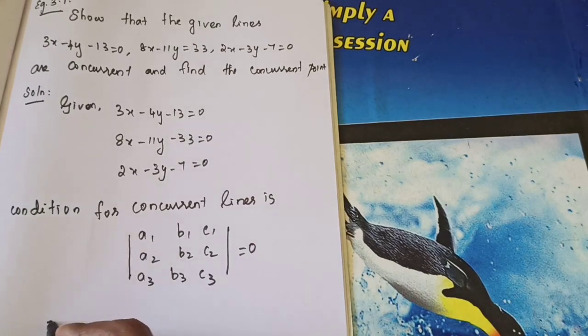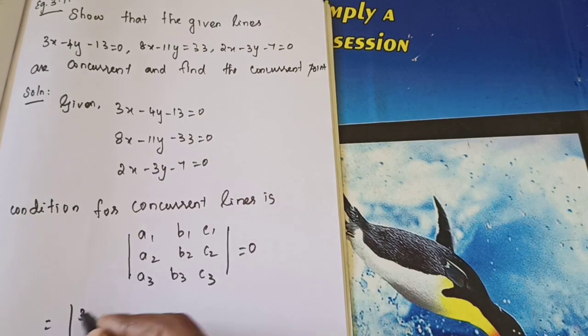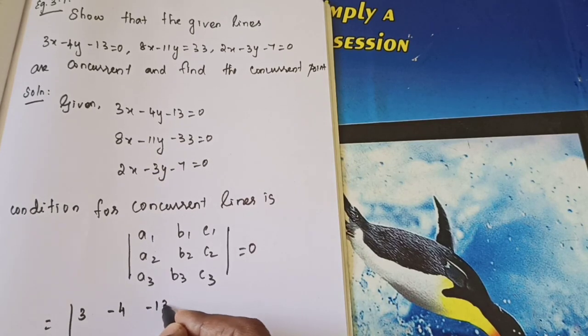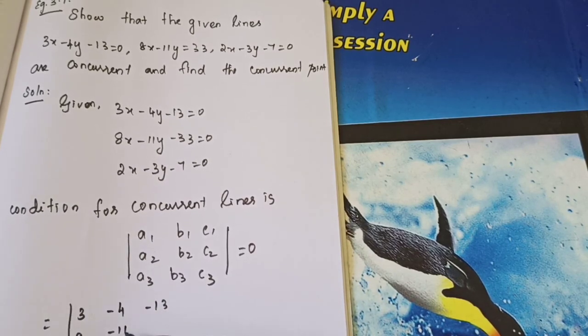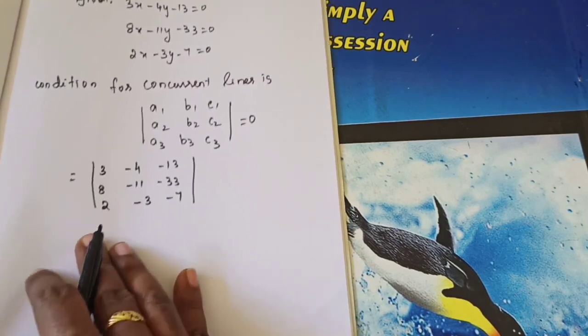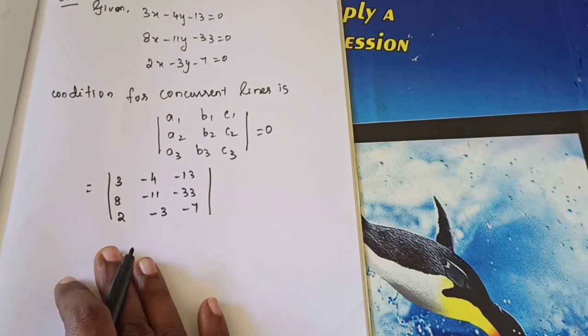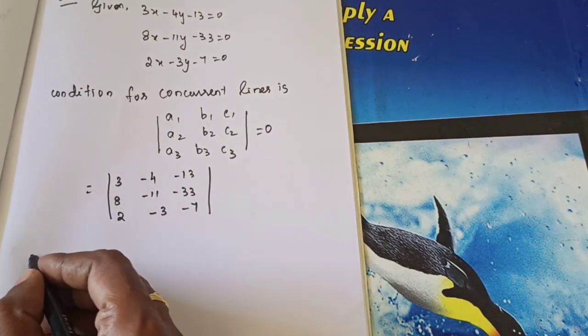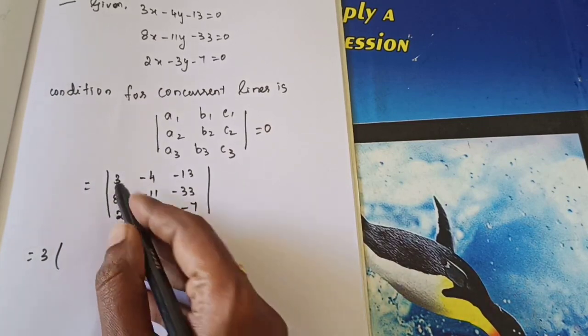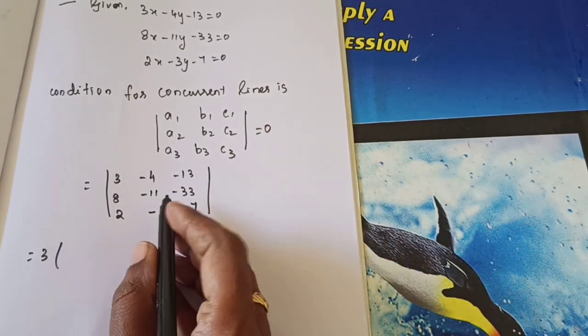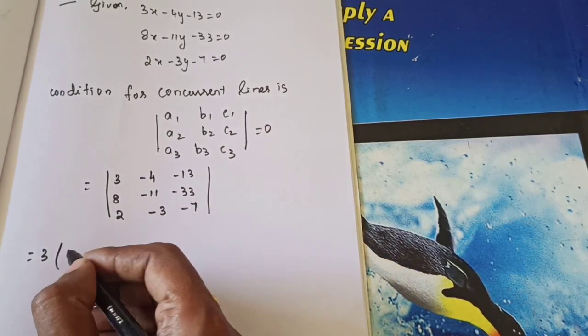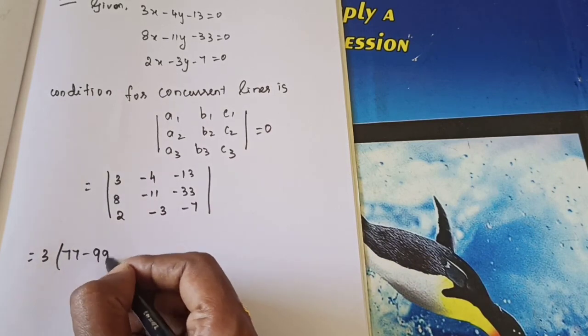That's equal to, substituting 3 minus 4 minus 13, 8 minus 11 minus 33, 2 minus 3 minus 7. The first unit you have learned, determinant, is it right? So you are very thorough in that. Okay, so 3 into, how will you take this and this will go? I am simplifying, that is 77. So directly I am writing, 77 minus 99.